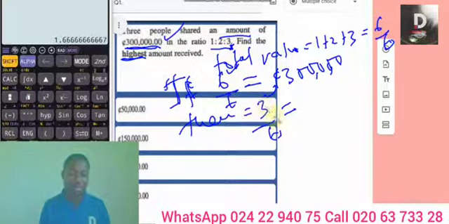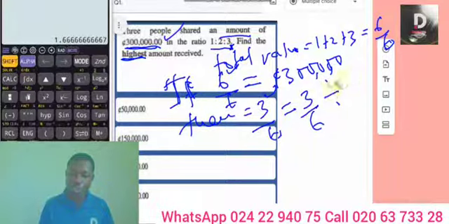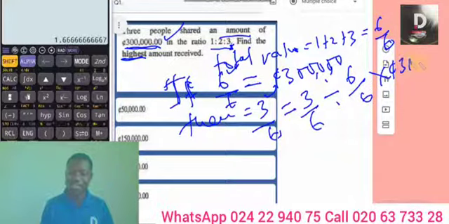6 will give me 300,000. For 3, am I expecting more or less? This is direct proportion, so I'm expecting less. If less, more divide, times 300,000. That's all. If less, more divide.